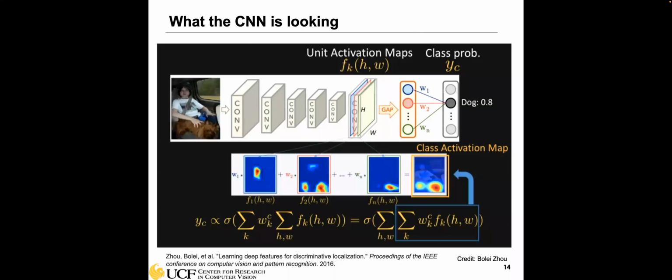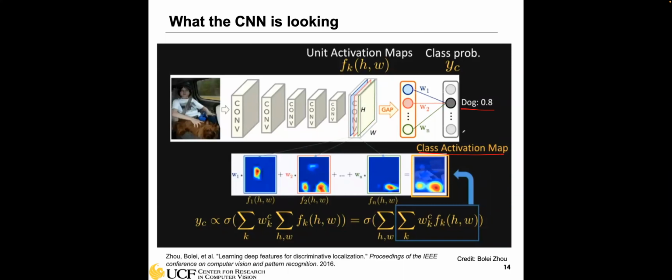So if I make a prediction, let's say I want to see the dog 0.8, then I look at the weights which connect to this neuron predicting this is dog. We have a set of W1 to Wn. I can take this weighted sum with these feature maps, and ultimately I get this class activation map.